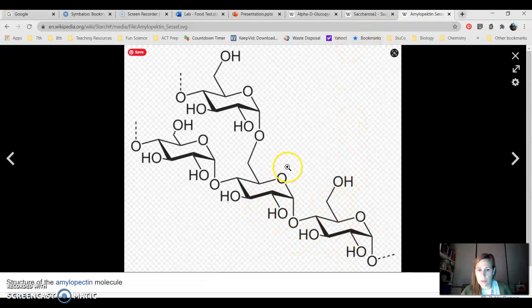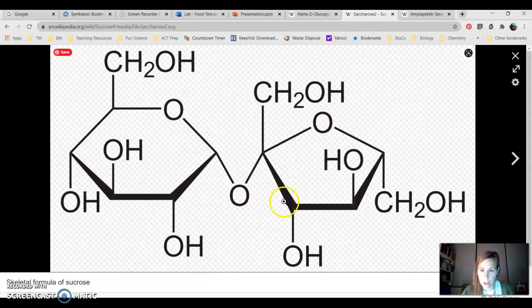So this is one glucose molecule, this is another, and they kind of branch off and connect. They can have up to 1,000 glucose molecules in a starch. So starch is a complex carbohydrate. It takes a little bit longer for us to digest than, say, a strawberry with this type of sugar.